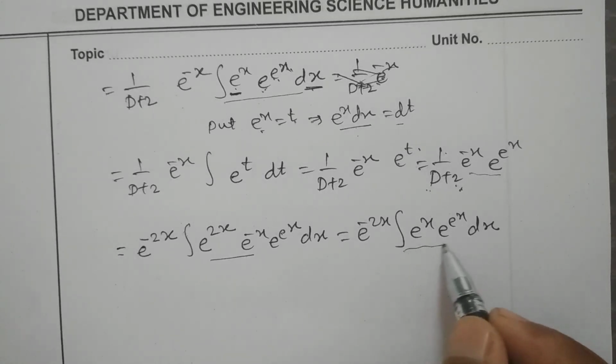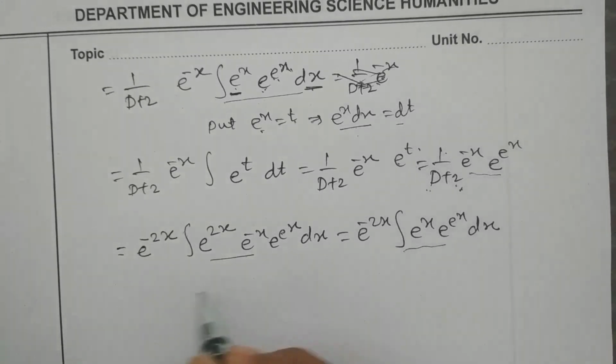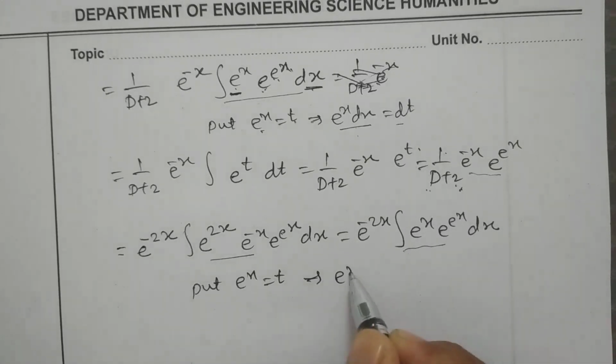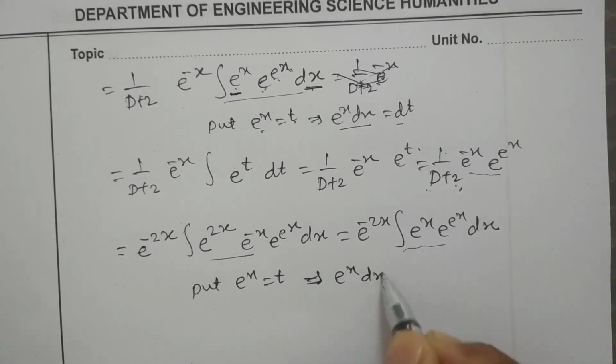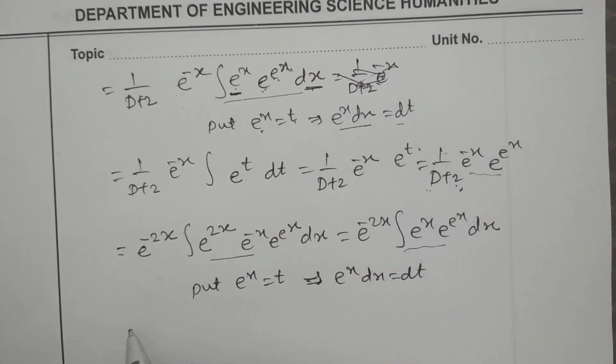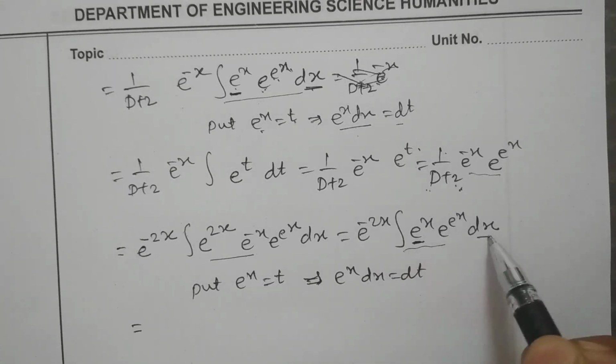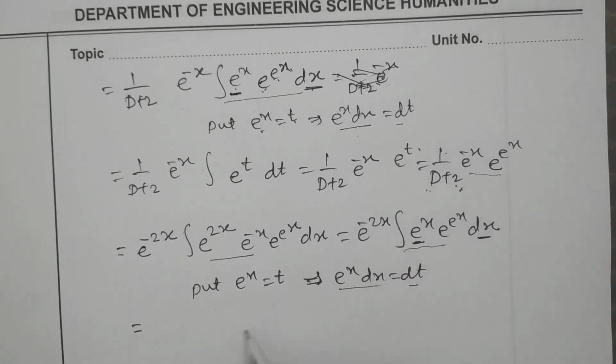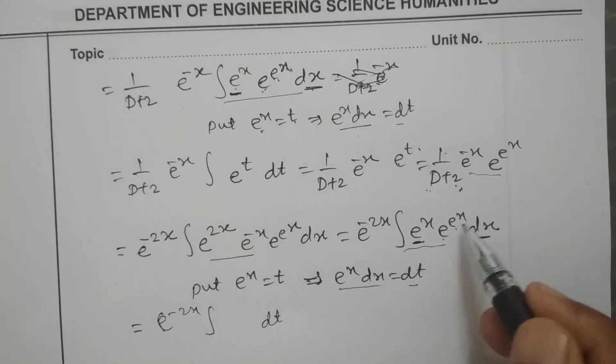Again to solve this integration we require the substitution. Put e raised to x equals t, this implies e raised to x into dx is dt. After using this substitution, what will you get? See, e raised to x into dx is dt. E raised to minus 2x, integration of dt. The remaining term is e raised to x.